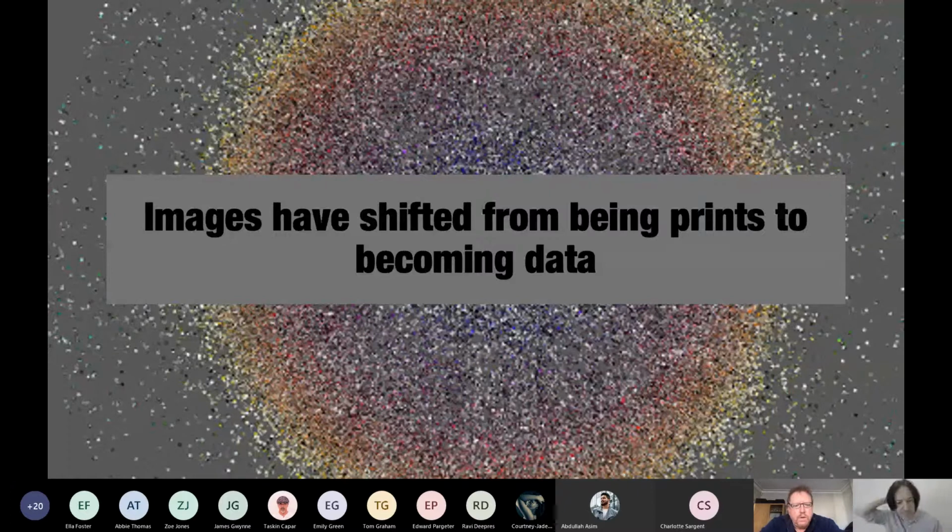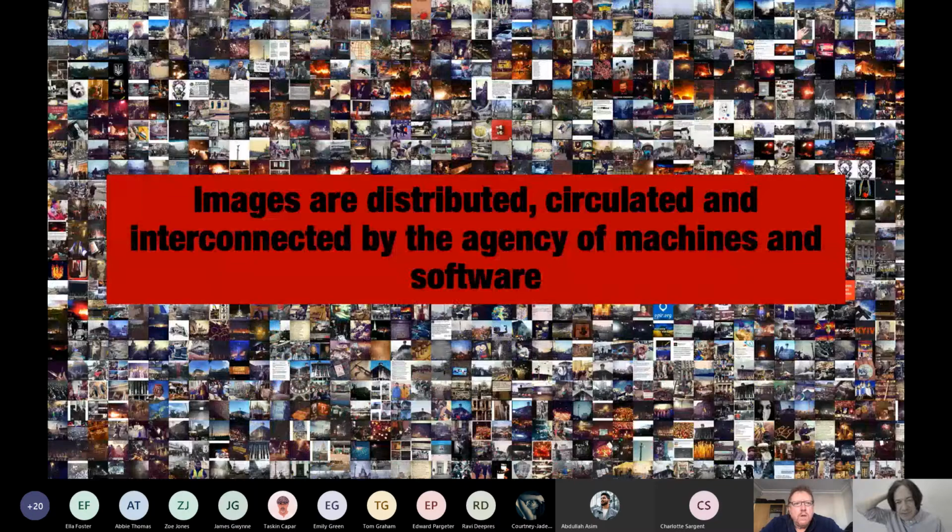Another key point that we talk about in terms of the network to image is this idea that images are distributed, circulated, and interconnected by this agency of machines and software. So this is, again, a move that's very different. For you, as students, most of you will probably be what's considered digital natives. So in other words, you've been living in this environment for pretty much most of the point in your life at which you become aware of these things. Whereas, as I said, for us slightly older people, this is all a new experience.